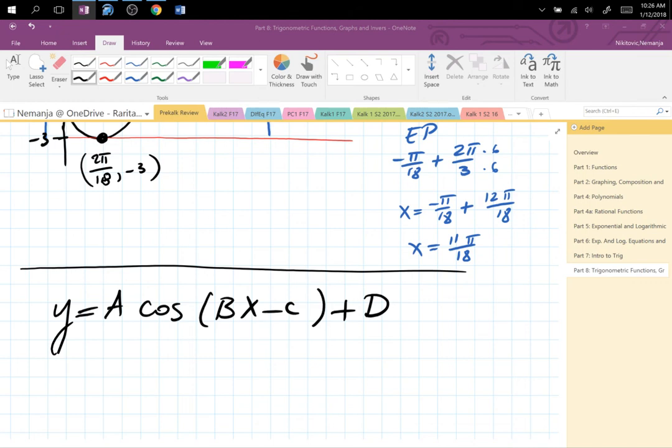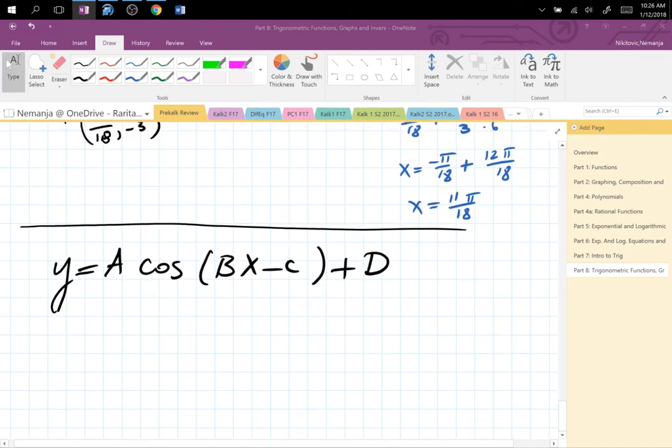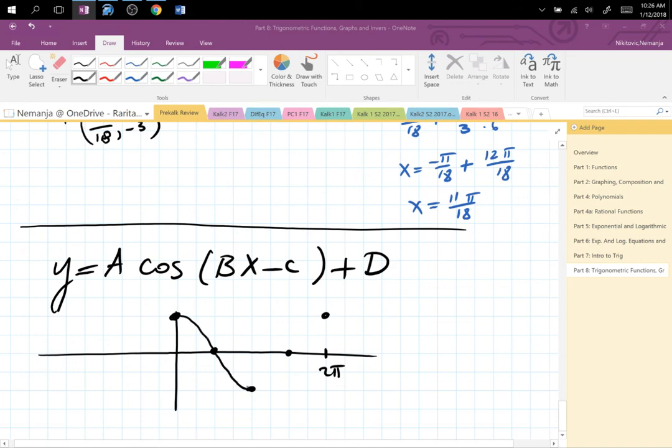But we actually have the cosine graph. So what is the cosine graph? Cosine graph starts at 1, falls to 0 at pi over 2, goes to negative 1 at pi, 3 pi over 2 back at 0, and back at 2 pi back at 1. So this is the principal cosine. Right, that's the cosine.